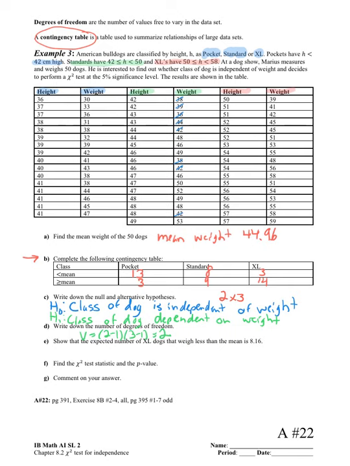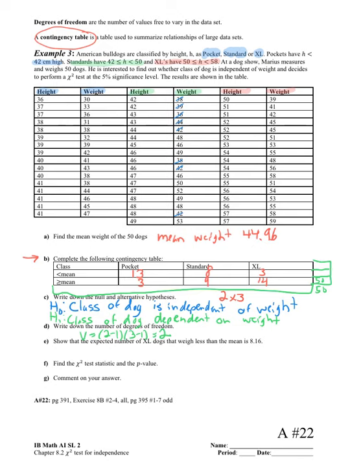And then show that the expected number of extra large dogs that weigh less than the mean is 8.16. So what we have to do is go back to our totals. This one doesn't have a totals table, so we have to add that here. So there are 50 total dogs.